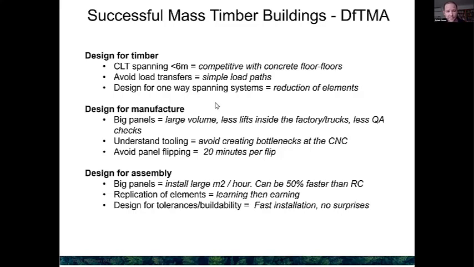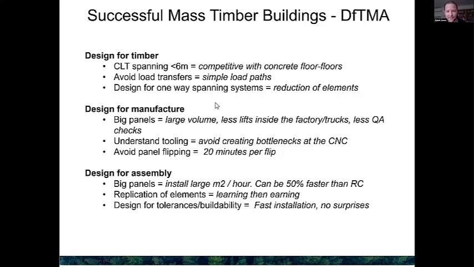The second component is design for manufacture. So we typically prefer big panels as possible. If you think about if you've had IKEA experience in the past, if you've got this little bedside table that takes 6 hours to put together, just doesn't feel as efficient as you got big elements with as less connections as possible. And it's exactly the same when it comes to buildings. So for manufacturing, larger volume means less lifts inside the factory, less QA checks and so forth.